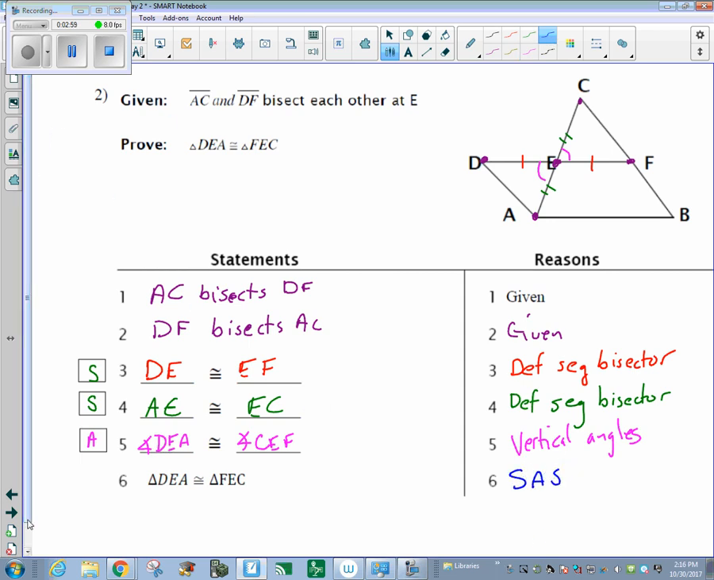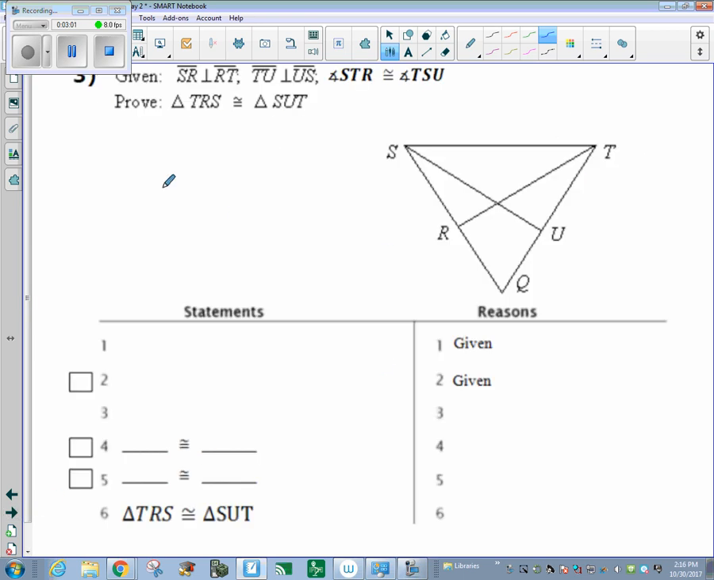All right, we have one more proof that we need to talk about. We got this guy right here. So we are going to write down our given statement, and this one didn't break it up as much as the last one did. So we're going to say that SR is perpendicular to RT, and TU is perpendicular to US. There's one given statement. And the other given statement, the reason why I'm setting it aside on its own is that it's going to be something that's going to help me prove this.